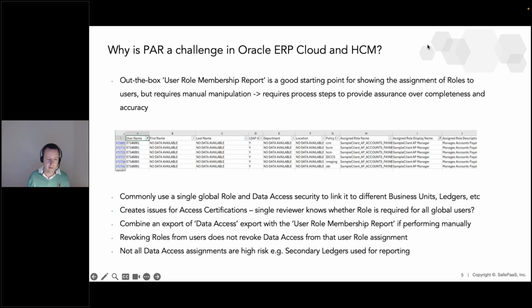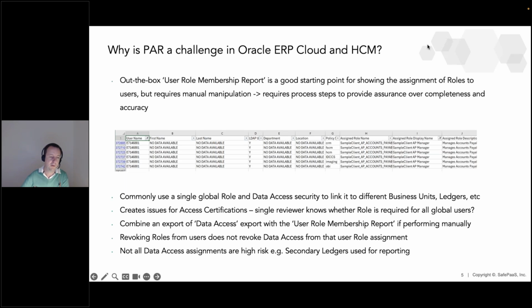Equally, I might have roles that are used by service accounts, where they might have access to every single ledger and every single business unit around the world. Do I really want to review every single data access for that particular user role assignment? Not really, because that could end up with hundreds of lines, even for areas where I think it is high risk, like the primary ledgers, the business units, etc. There needs to be a more sensible solution that doesn't involve looking at every single line.